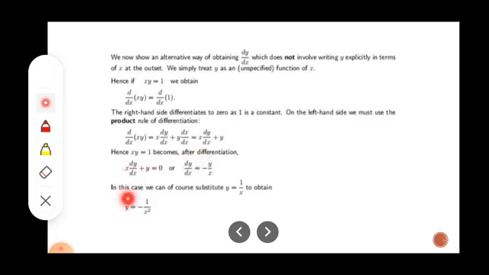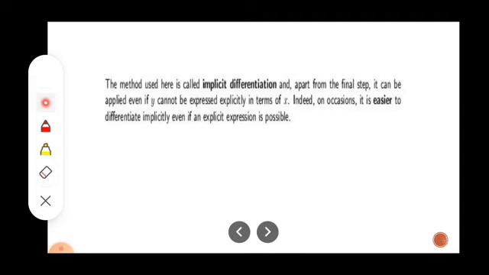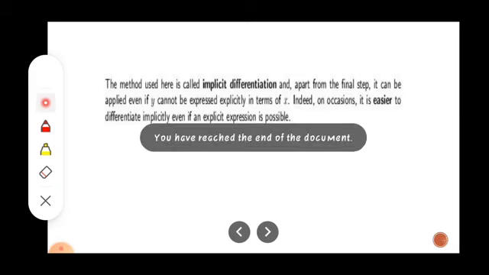So in this case, we can of course substitute y is equal to 1 over x to obtain dy over dx is equal to negative 1 over x squared. The method used here is called implicit differentiation, and apart from the final step, it can be applied even if y cannot be expressed explicitly in terms of x. Indeed, on occasions, it is easier to differentiate implicitly, even if an explicit expression is possible.